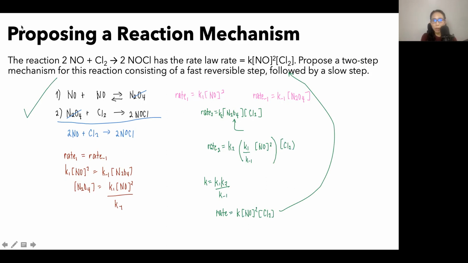Again, there might be another mechanism that you can think of aside from this one, as long as you check that if you add the elementary steps, you get the overall reaction, and the derived rate law from your proposed mechanism is the same as the given experimental rate law.